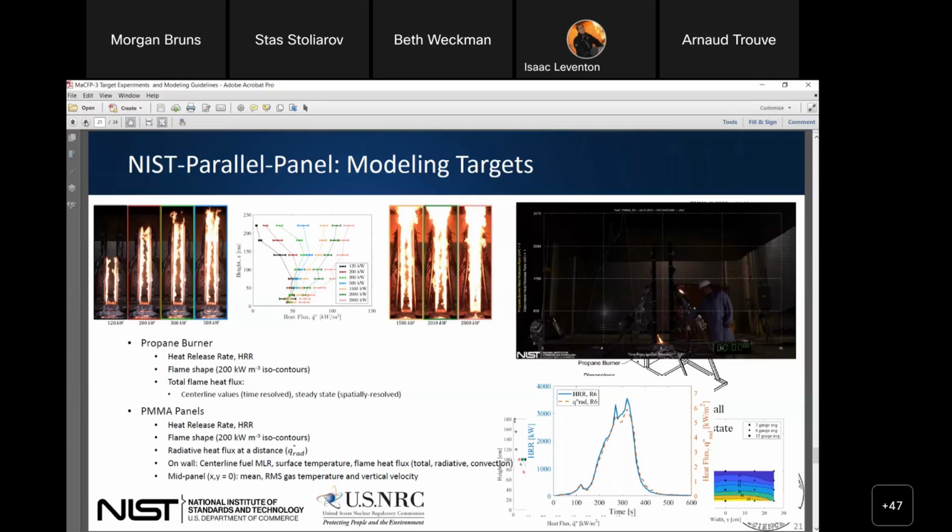And at the bottom left, our final modeling targets that we're hoping people can share. We have additional measurements just for model-to-model comparison, and this includes centerline fuel mass loss rate, surface temperature, the convection radiation split, and also mid-panel measurements of mean and root mean squared gas temperature and vertical velocity. We did not have the ability to measure all of those things in our tests. We can definitely compare our models between them when you submit your final results.